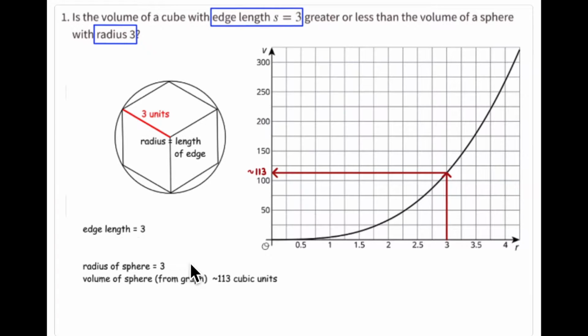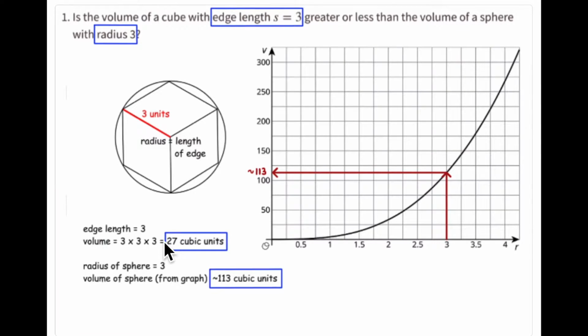Then the volume of the cube is the length of this edge times itself 3 times. So 3 times 3 is 9, 3 times 9 is 27. So 3 cubed is 27 cubic units. Once again, you see that the volume of the cube is much less than the volume of the sphere. As a matter of fact, the volume of that sphere is just a little bit more than 4 times the volume of the cube.